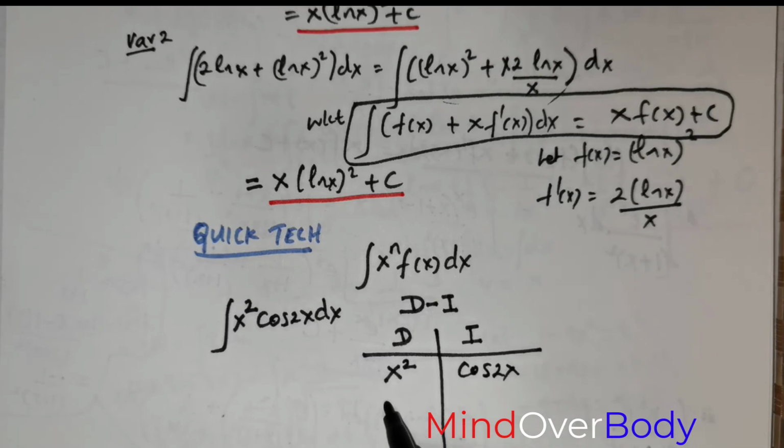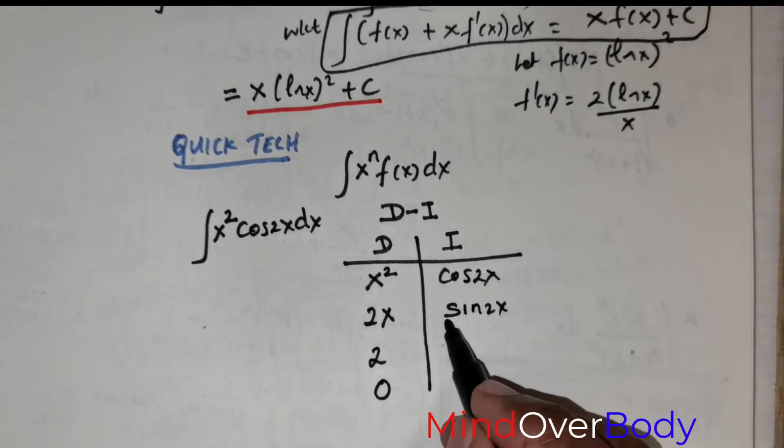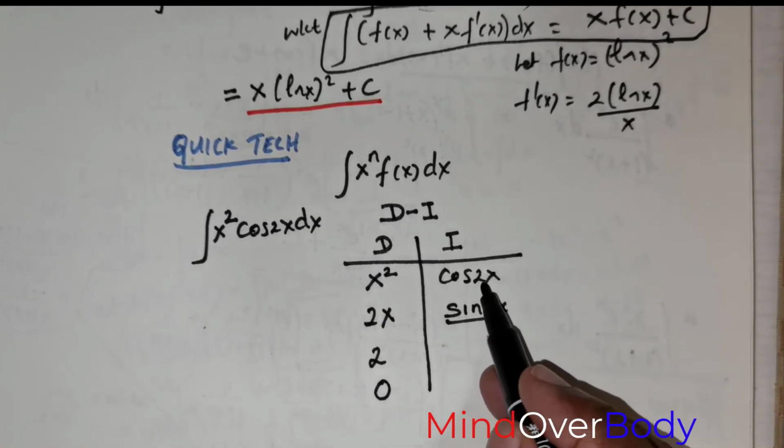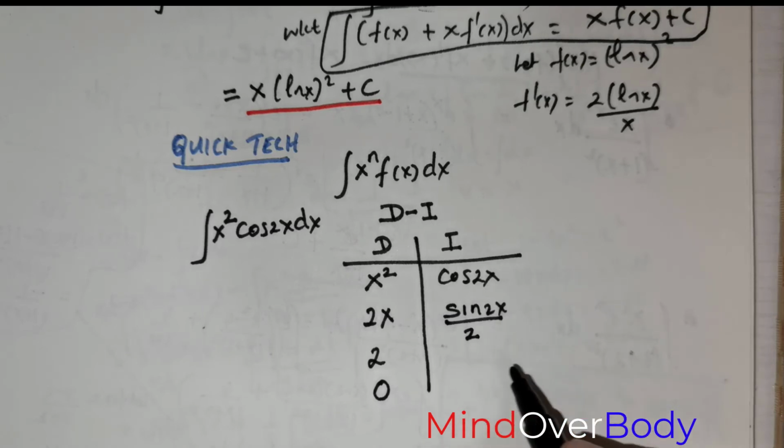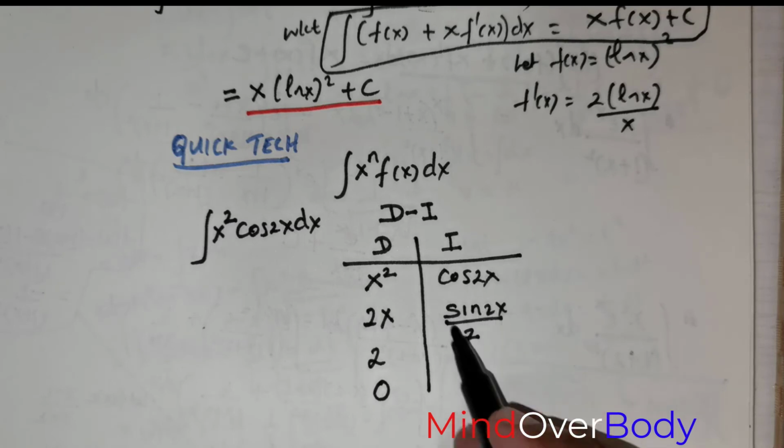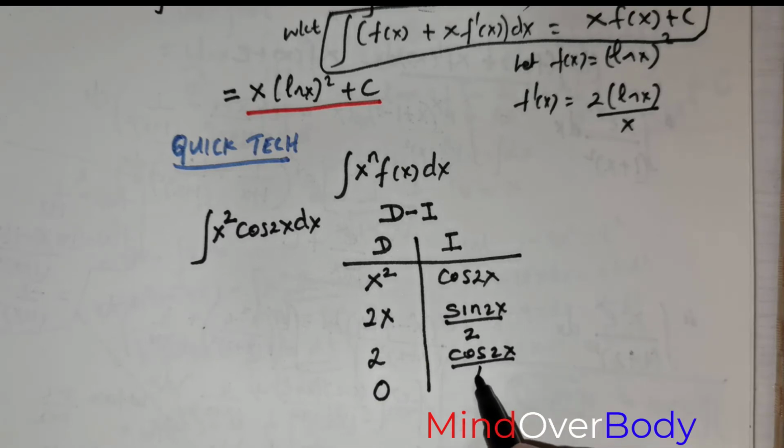Now differentiate x squared. The derivative of x squared gives 2x, the derivative of 2x gives 2, and the derivative of 2 gives 0. That's fine. Now you integrate cos 2x. The integral of cos 2x gives sin 2x divided by the coefficient of x, which is 2, so we place the 2. The integral of this quantity follows: that's cos 2x divided by the coefficient of x, which is 2, so that makes it 4, but the sign has to be negative.